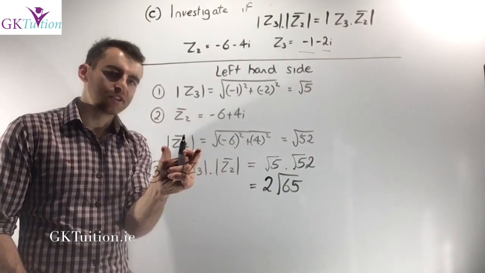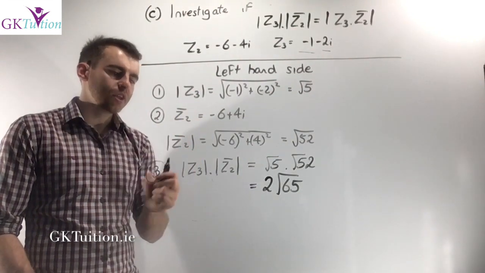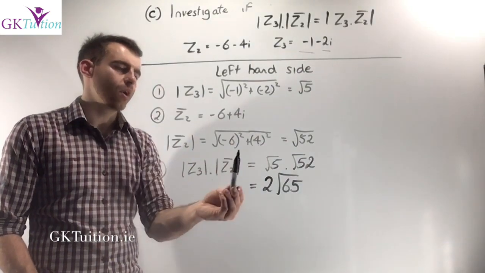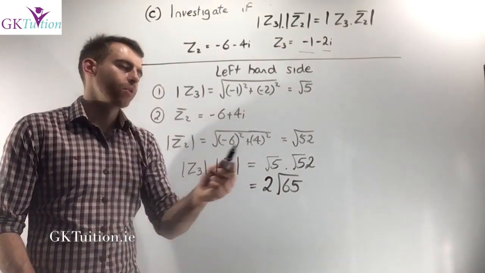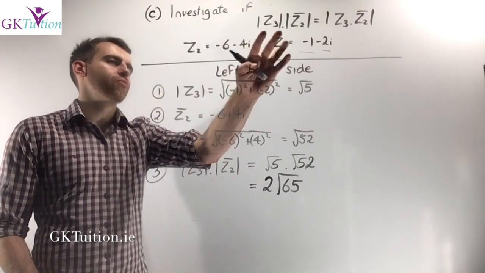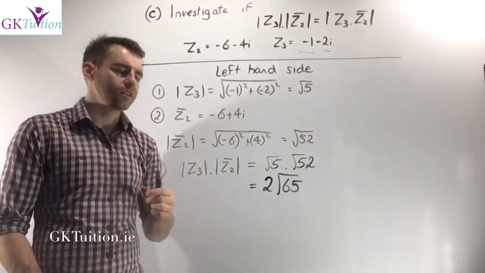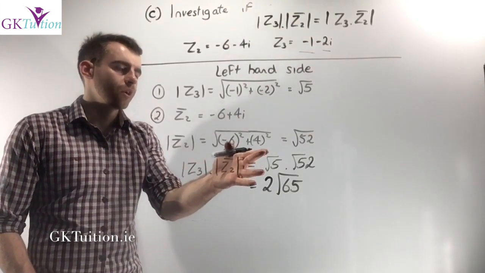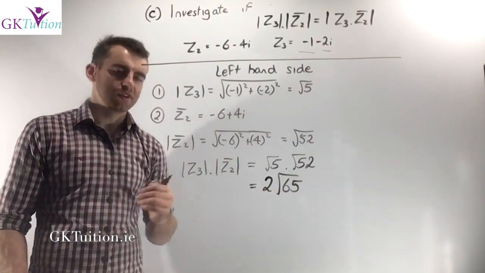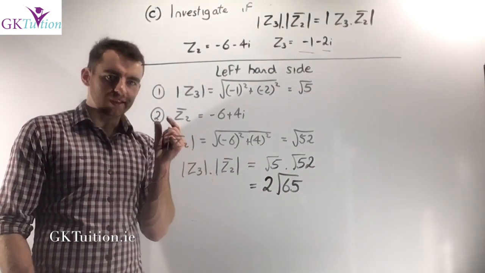I now need to get the modulus of that. The modulus of the conjugate of Z2 is the square root of minus 6 squared plus 4 squared. If you plug that in, you get the square root of 52. Now that I know the modulus of Z3 and the modulus of the conjugate of Z2, I just multiply them by each other. The square root of 5 multiplied by the square root of 52 works out as 2 root 65. That's the left-hand side simplified fully.